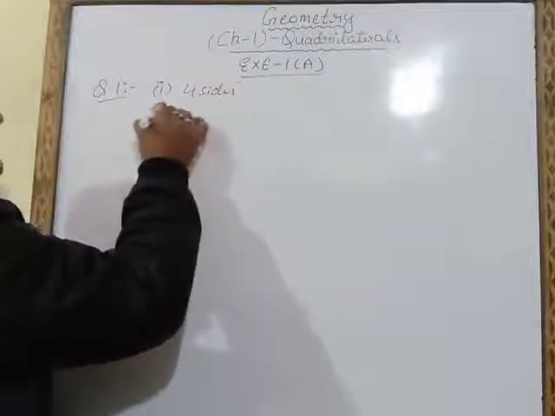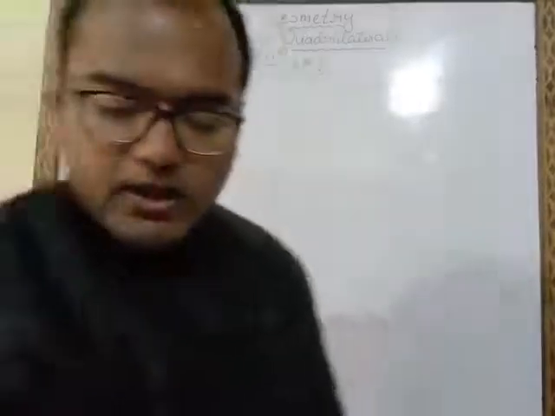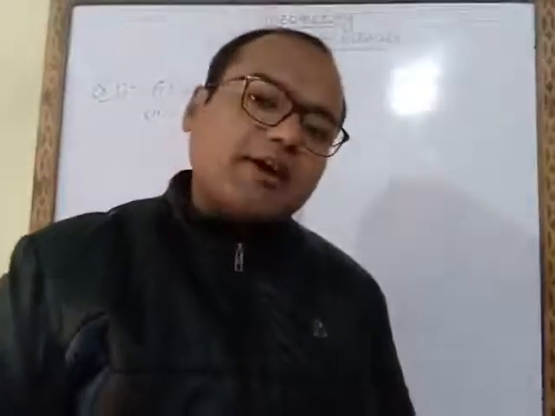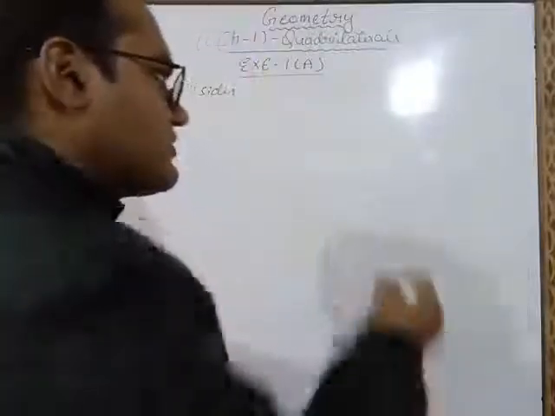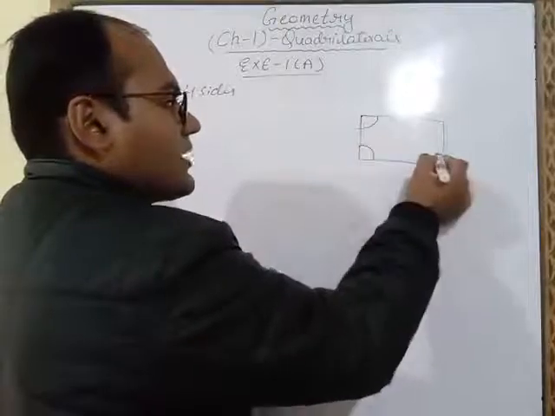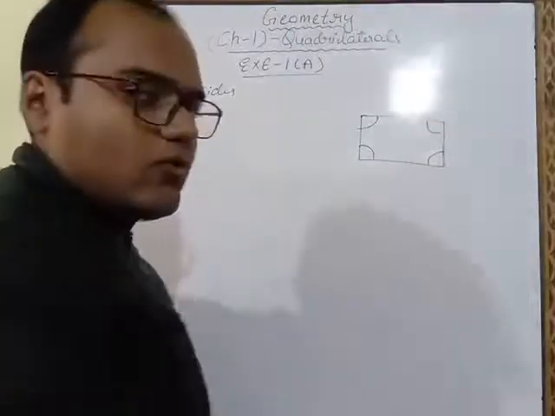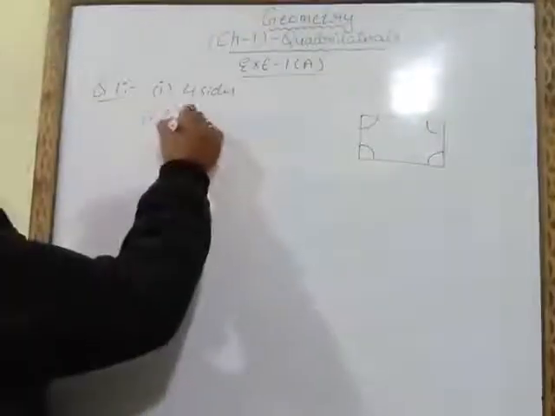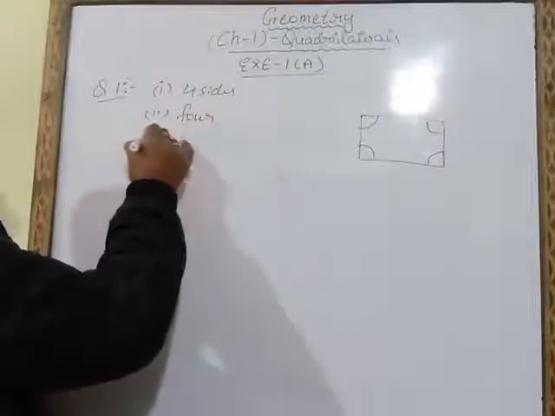Second, a quadrilateral has dash angles. A quadrilateral is a 4-sided figure. How many interior angles do we have? We are having 4 angles. So here we will write 4. Second part answer is 4.